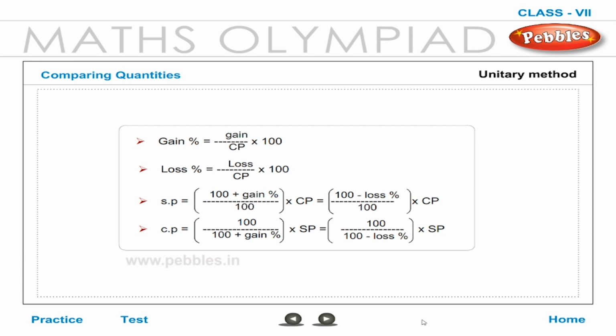Selling price is equal to ((100 + gain percentage)/100) × CP, that is equal to ((100 − loss percentage)/100) × CP. Cost price is equal to (100/(100 + gain percentage)) × SP, that is selling price, which is equal to (100/(100 − loss percentage)) × SP.